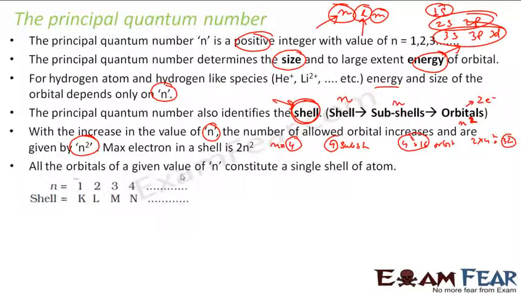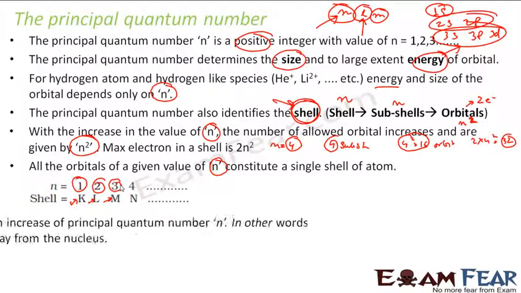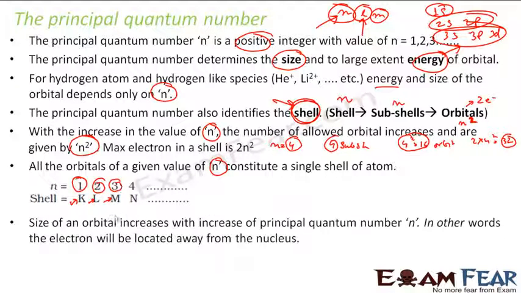All the orbitals of a given value of n constitute a single shell of the atom. For example, n is equal to 1, the shell name is K; n is equal to 2, the shell name is L; n is equal to 3, the shell name is M. The size of the orbitals increases with the increase in principal quantum number. That means the electron will be located away from the nucleus.